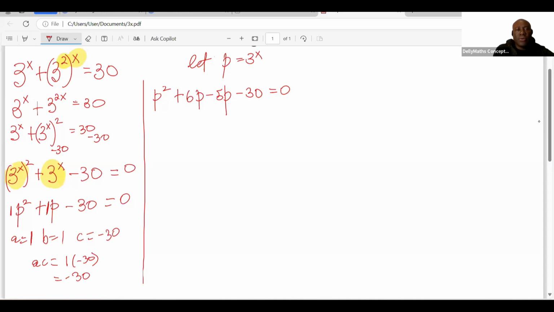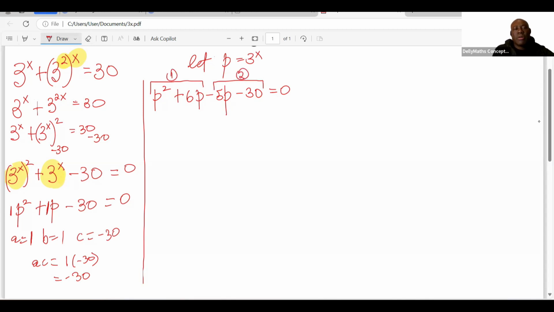So if you take a quick look, this is my p. 6p minus 5p is actually p right there. Now, because I actually have 4 terms, I'm going to employ factorizing by grouping. So this is like my group 1, and this is like my group 2.